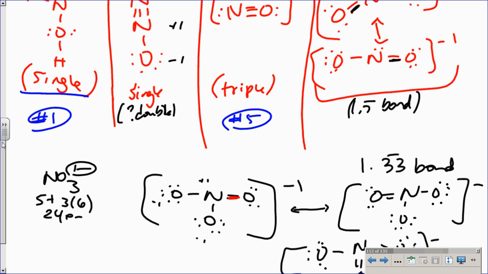Okay. N triple bonded to N and O. 1, 2, 1, 2, 1, 2, 2, 4, 6, 8, 10, 12, 14, 16. I think we said 16 electrons on that, right? Yeah. Okay. And then if you draw it this way, 2, 4, 6, 8, 10, 12, 14, 16. 2, 4, 6, 8, 10, 12, 14, 16. Yeah.